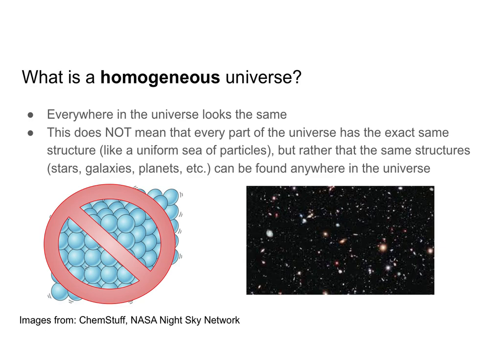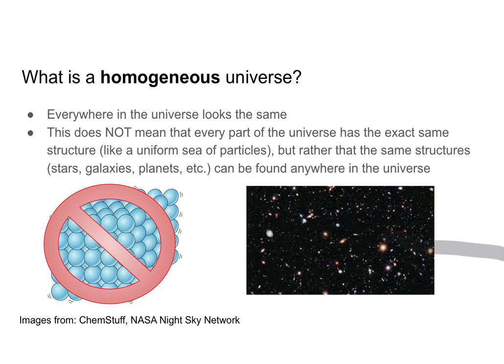A homogeneous universe is a universe where everything in the universe looks the same. Now, this does not mean that every single part of the universe has the exact same structure. Like we're not in a big uniform sea of particles. Instead, what this means is that the same structures, so let's think galaxies, planets, stars, all that fun stuff, can be found anywhere in the universe.